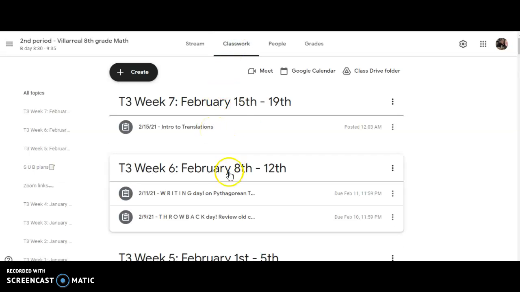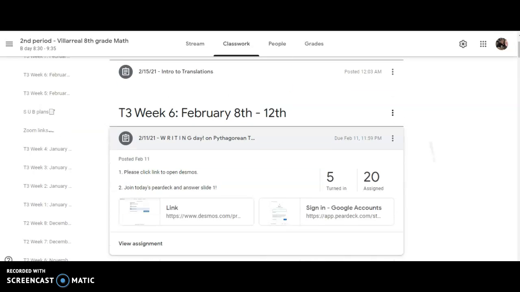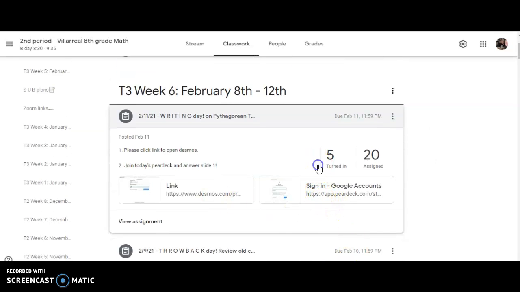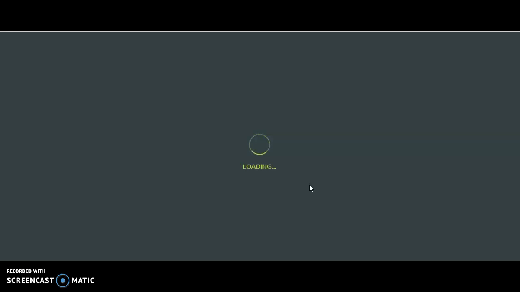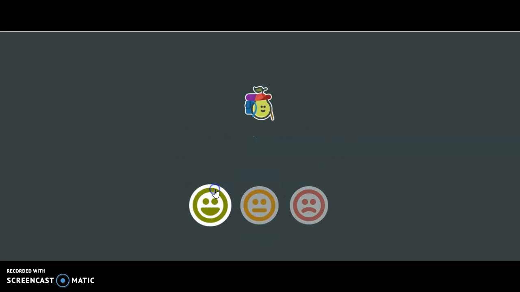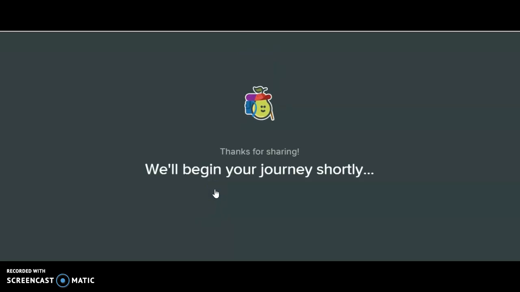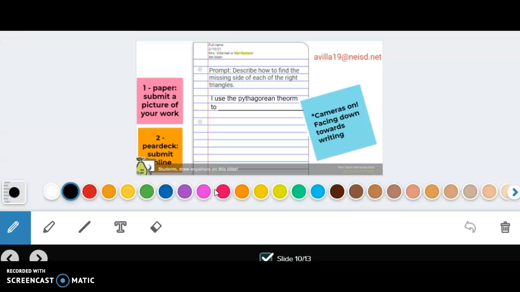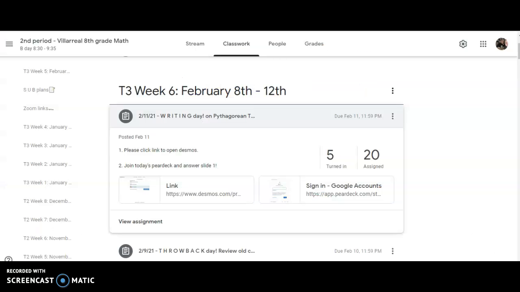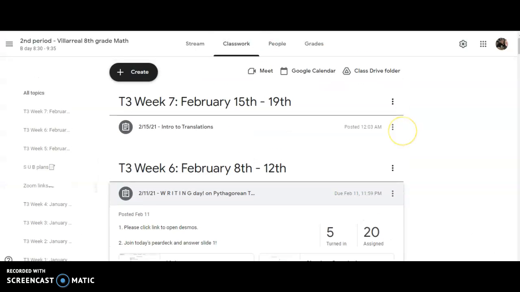okay, and what we worked on last Friday was we finished our writing sample. So if you click on 211 and join that pair deck, okay, you can finish your writing sample from last time. Okay, we worked on it for about 15 or 20 minutes, and then we went ahead and moved on to our assignment, our new assignment, which is Intro to Translations.